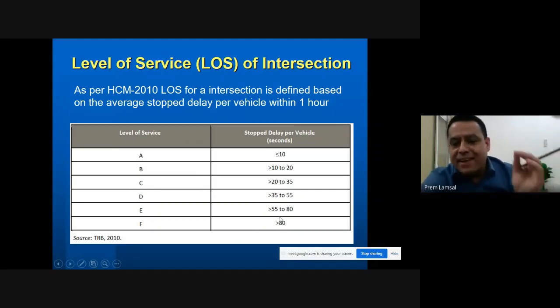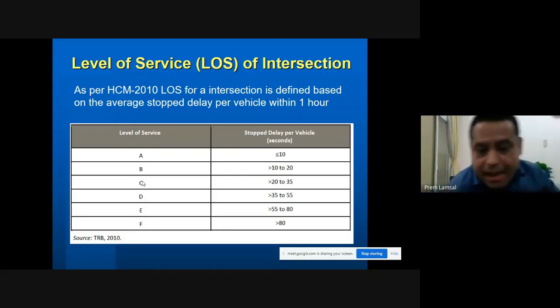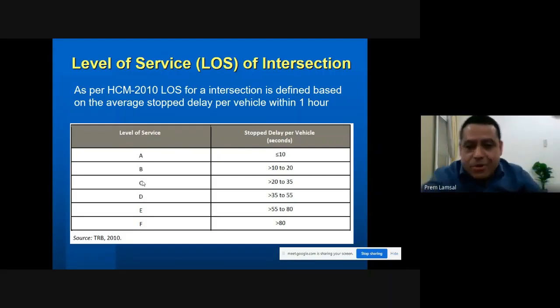For example, if a vehicle is stopped for more than 80 seconds, average delay I'm talking about within an hour, the level of service of this intersection is F. So while designing, we normally prefer to have a level of service A, B, or in some cases C is also accepted. In my experience in the Middle East, and I don't think we have any detailed guidelines in Nepal, and I think that is very important to have those guidelines. So based on this, we decide whether whatever operational analysis we are doing is accepted or not.